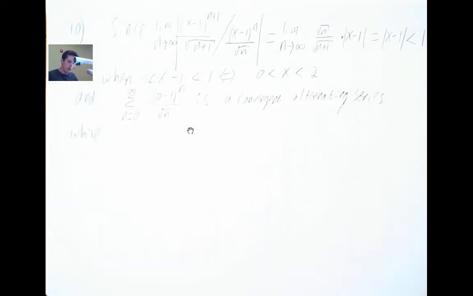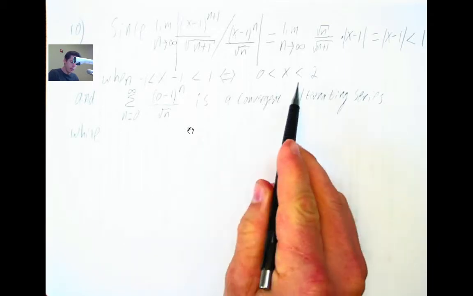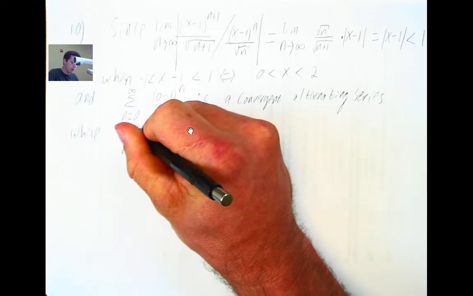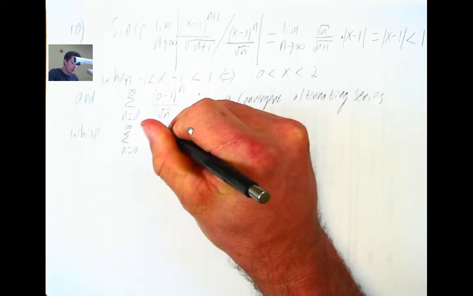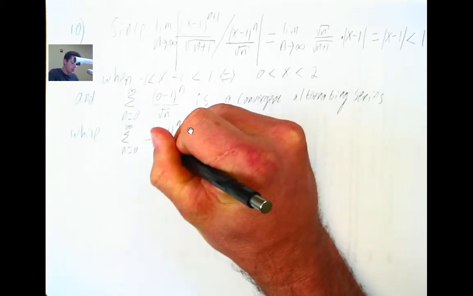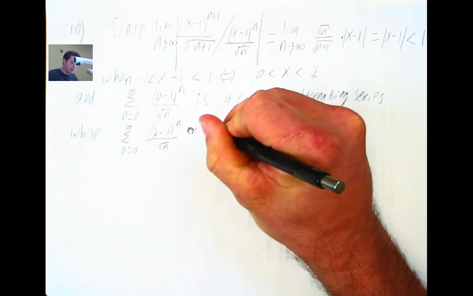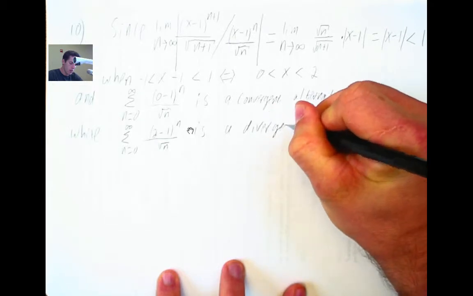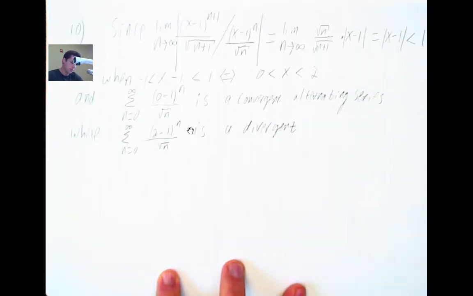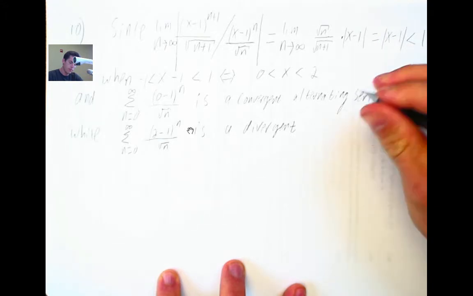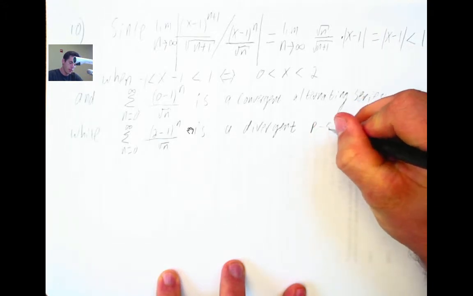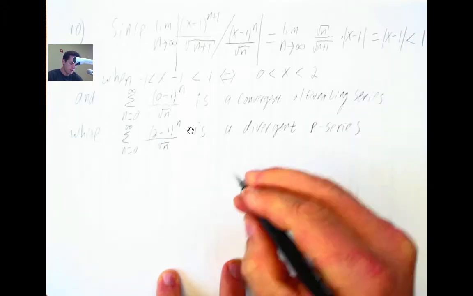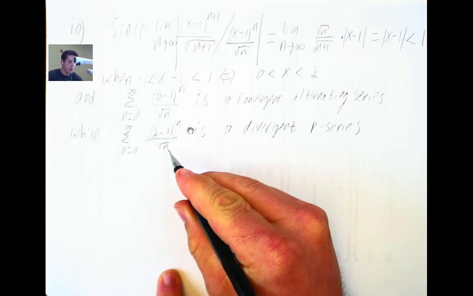While examining the other endpoint, when x is 2, the sum from n equals 0 to infinity of (2 minus 1) to the n over square root of n is a divergent p-series. Okay, so this is the p-series with p being 1/2.